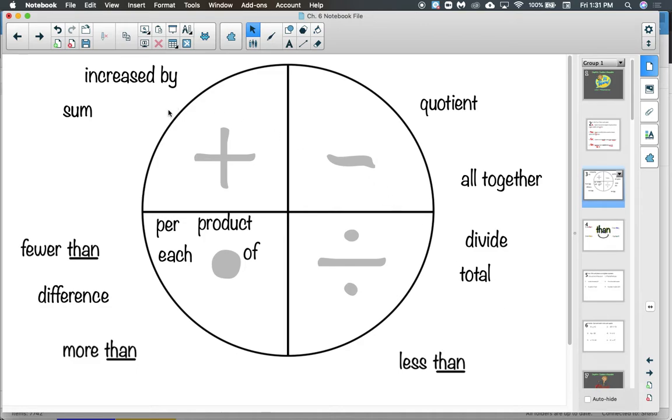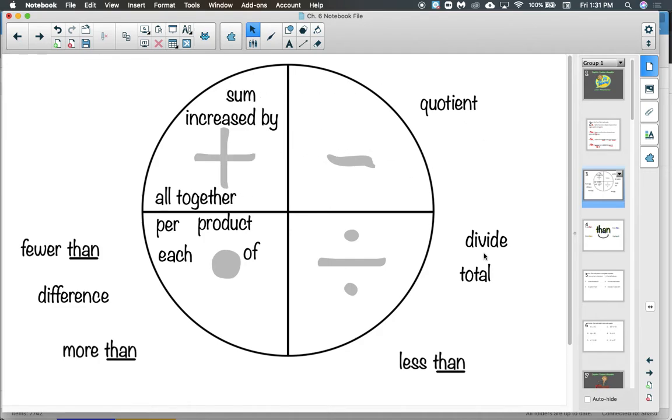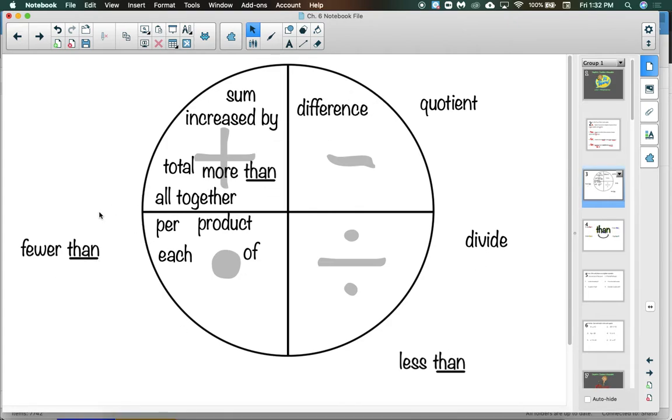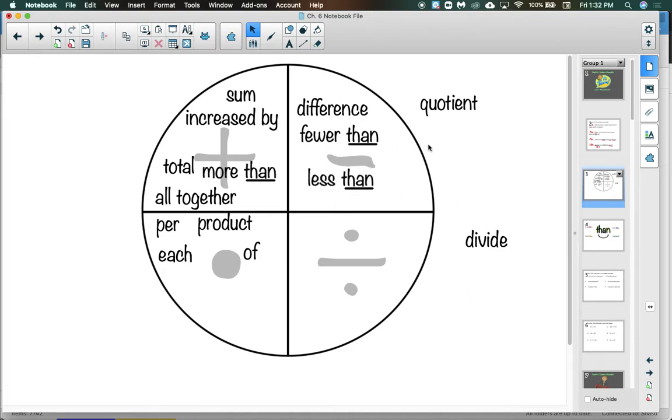Okay, addition words: increased or increased by. Sum is a word that tells us to use addition. All together, that's an addition phrase. Total is a phrase for addition. And more than, that's another phrase that would tell us to be adding. Subtracting, we would be talking about the word difference, or maybe fewer than, or even less than, other words that are kind of like that. And then for division, we'd be talking about words like quotient or divide.